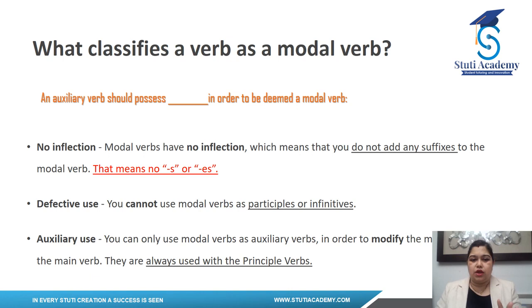Now, defective use. You cannot use a modal verb as participles or infinitives. So they will have a finite form and you cannot use them as participles. Auxiliary use. You can only use modal verbs as auxiliary verbs in order to modify the main verb, like in order to tell something more about the main verb. They are always used along with the principal verb. So the principal verb cannot be used alone. The principal verb and the modal verb are used together.